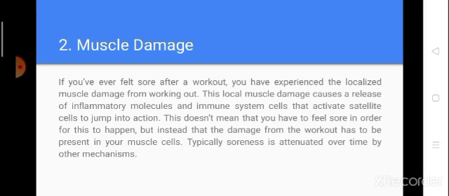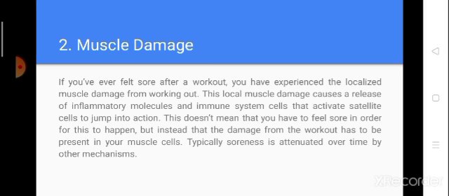The next phenomenon is muscle damage. If you have ever felt sore after a workout, you have experienced the localized muscle damage from working out. This local muscle damage causes a release of inflammatory molecules and immune system cells that activate satellite cells to jump into action. This doesn't mean that you have to feel sore in order for this to happen, but instead that the damage from the workout has to be present in your muscle cells.